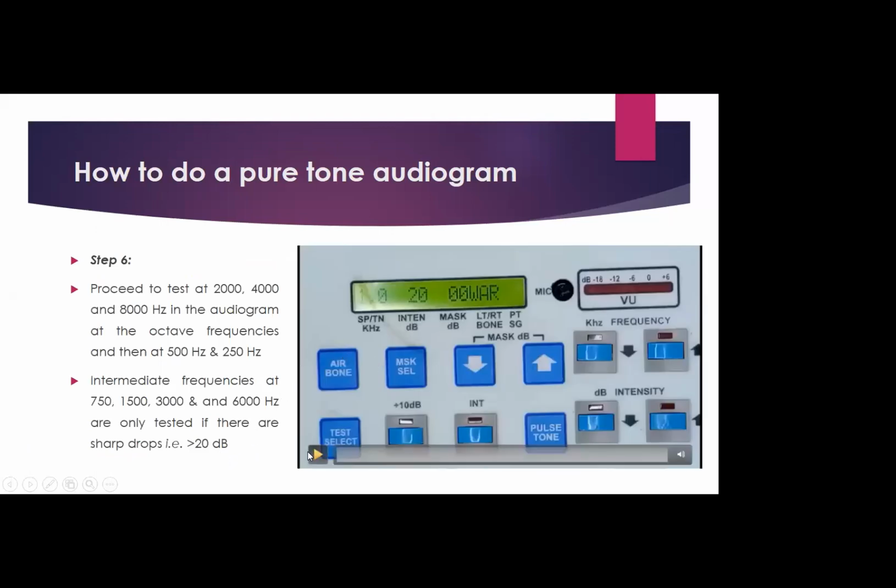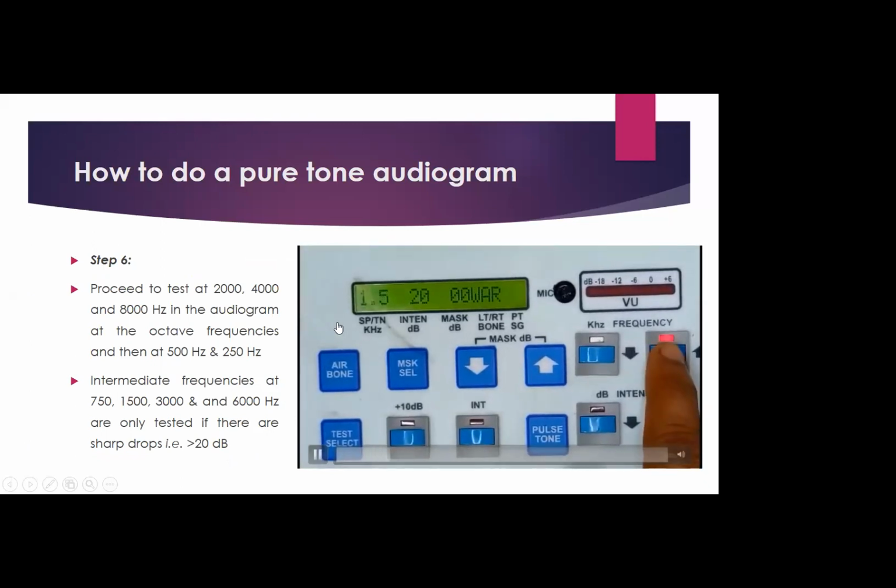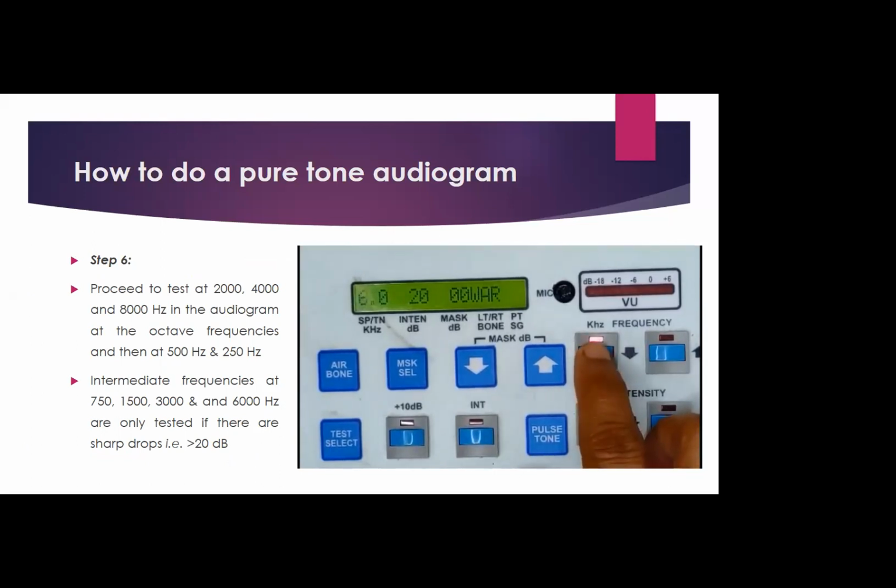Similarly, we will change the frequency. We'll test the other octave frequencies, 2000 hertz, 4000 hertz, 8000 hertz, and then we come to 500 hertz and 250 hertz. If there is a difference of more than 20 decibels between two consecutive octave frequencies, for example 20 decibels at 1000 and 40 decibels or more at 2000 hertz, then we check the intermediate frequencies at 750, 1500, 3000 and 6000 hertz. And whatever threshold is obtained, we simultaneously plot it on an audiogram.